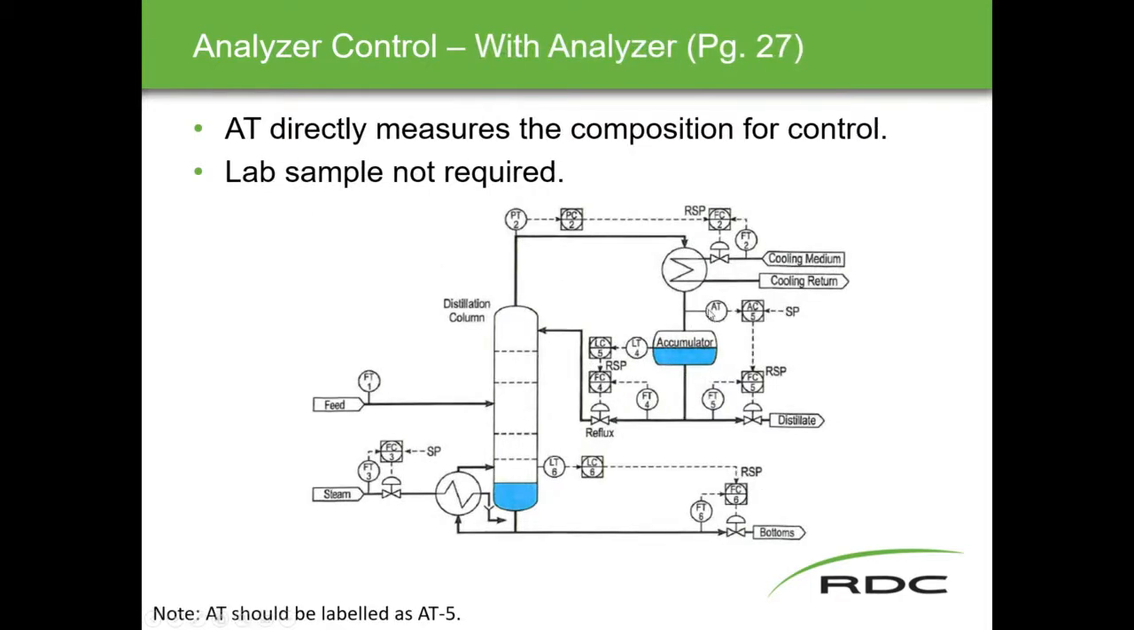So here you see we've got an analyzer that is measuring our condensate after it comes through the condenser and turns into distillate. We now have an analyzer, should have a number 85 in there, going to a controller that will throttle the distillate valve based on the quality of our condensate. If it's not concentrated enough, it'll feed it back in as reflux and it'll go through the process again. If it's good, it'll let it out as product. In this case, of course, we don't need a lab sample because we have a built-in analyzer. So this is analyzer control. And this is probably pretty close to the way most refineries would be doing it.